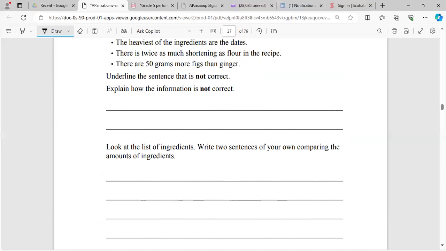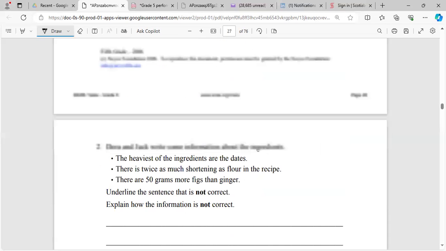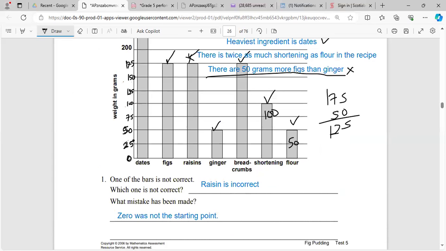Alright, next it says, look at the list of ingredients, write 2 sentences of your own comparing the amount of ingredients. So you can write anything you want based on the graph. So let us look at it. We could say that the amount of ginger is the same as the amount of flour. Remember, one of them was wrong, right? This one was wrong, so we could talk about that as well.